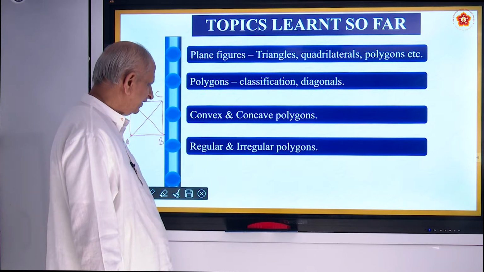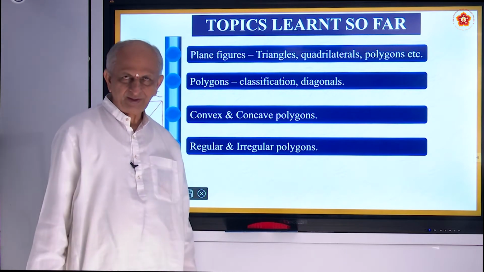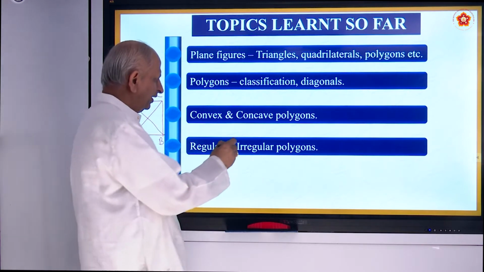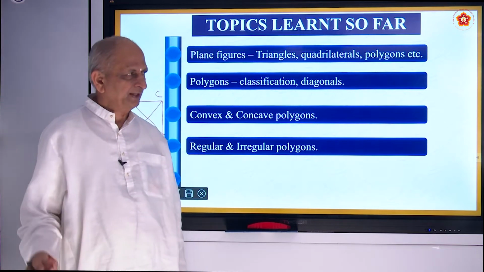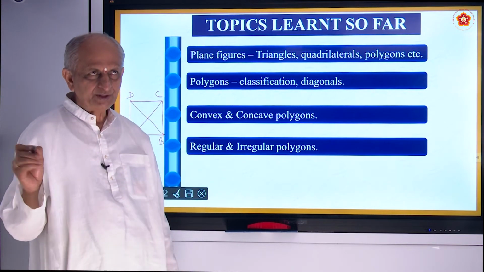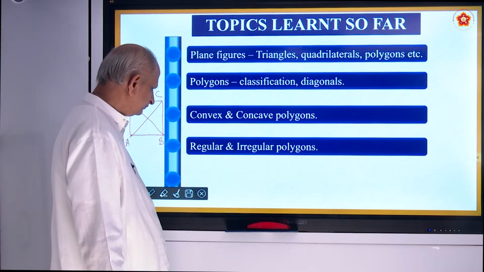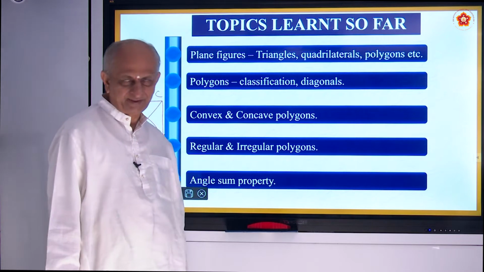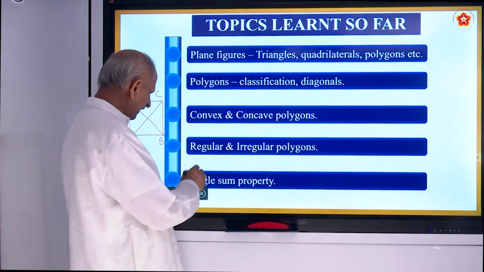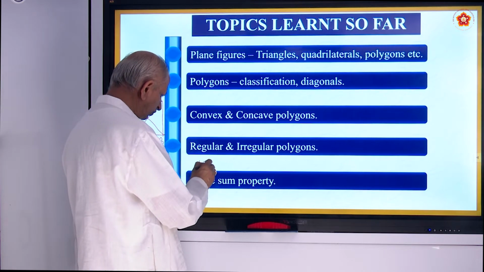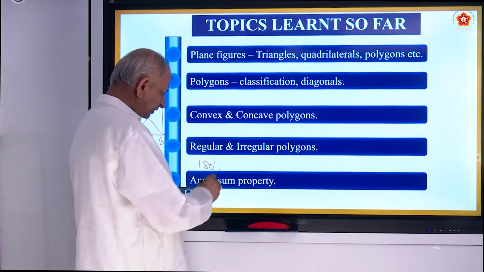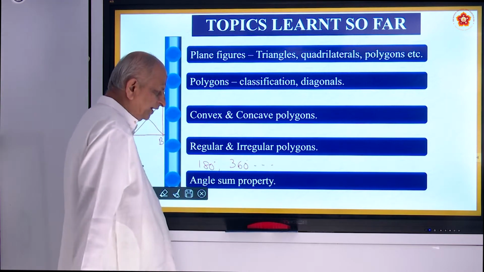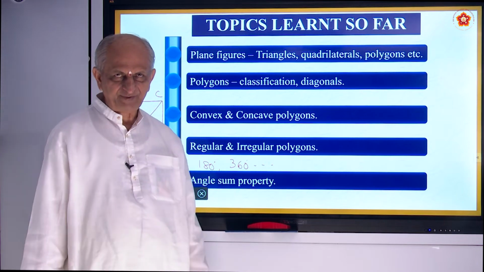We also studied regular and irregular polygons. A regular polygon is one in which all the sides and angles are equal. In irregular polygons, the sides need not be equal, and angles also need not be equal. We have also seen the angle sum property. In a triangle, the sum of the 3 angles is 180 degrees. In a quadrilateral, it is 360 degrees. Like that, you have seen the angle sum property in the previous class.